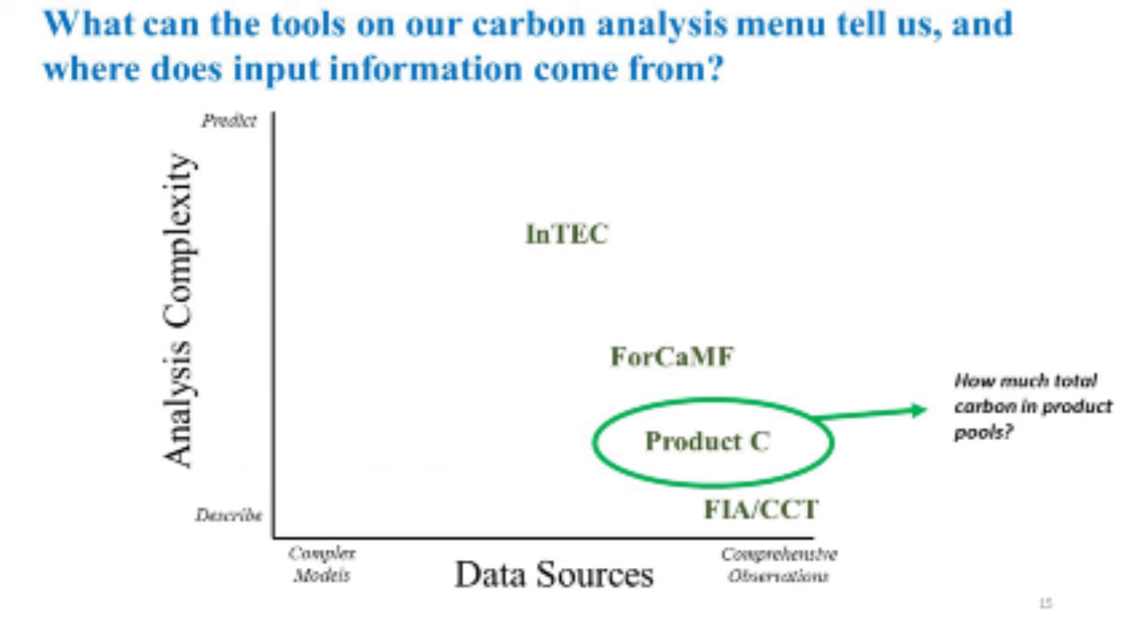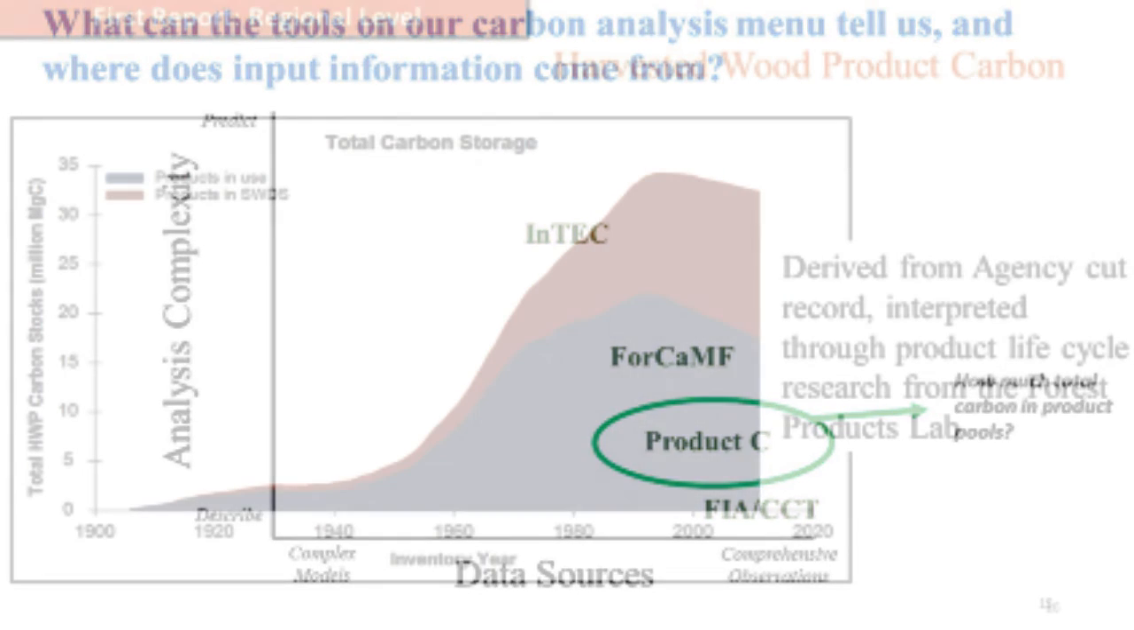Okay, so that's FIA CCT. Very basic, what's out there, and very straightforward reliance on a design sample. So then we've got estimates of product carbon, that the process that we use, which I'll talk about in a second, is answering that question. It's also very descriptive. How much carbon is in the product pool now, and how has that changed?